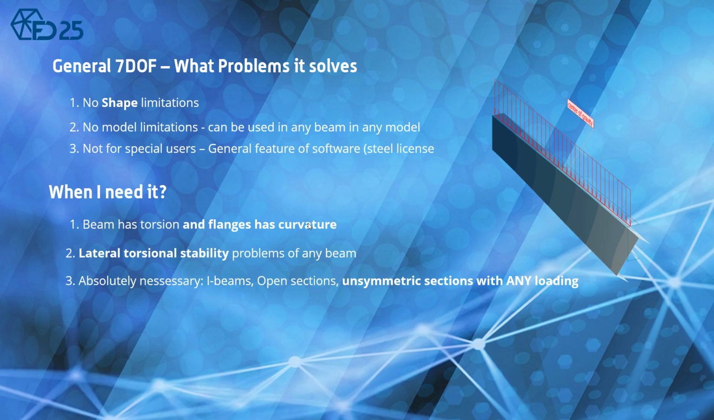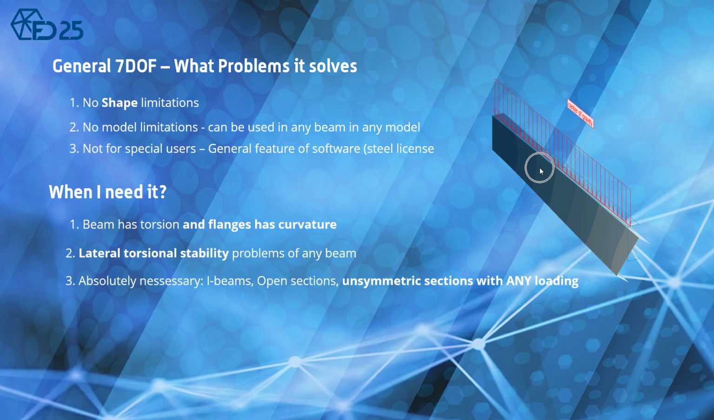And when do you need it? When the beam has torsion and the flanges have curvature, so it has to be prevented torsion. So when those two criteria are met, then you can use it. And the second use case is lateral torsional stability problems of any beam, like upper flange buckling or lower flange buckling and so on. And it's absolutely necessary in I-beams, open sections, and unsymmetrical sections with any loading.